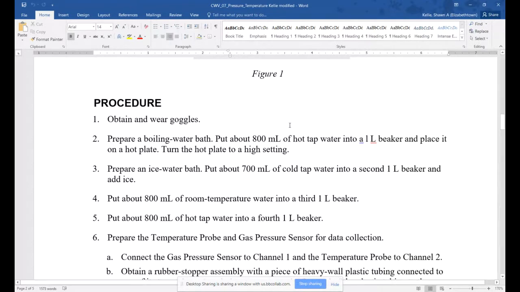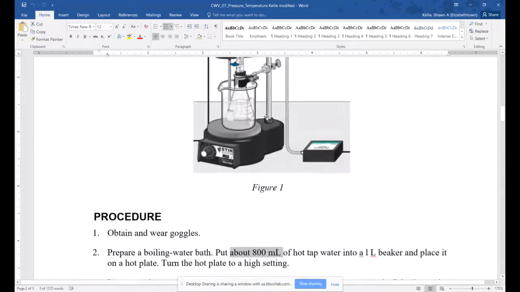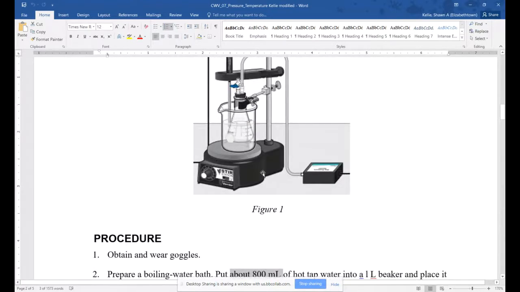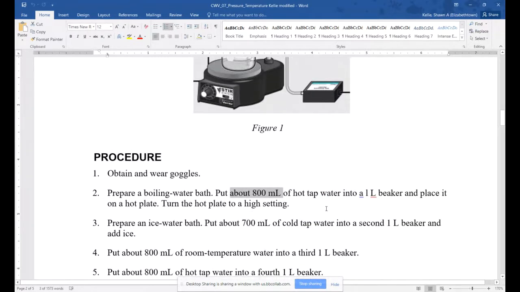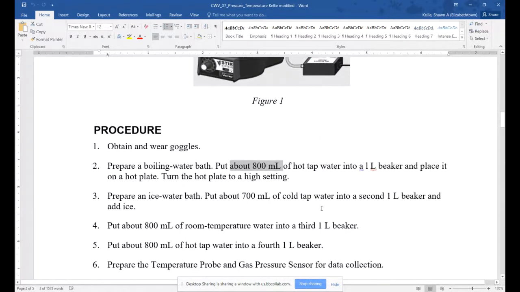Also, notice how it says about 800 milliliters. Do not measure out 800 milliliters, right? That would be a waste of time. You're just wanting some water to stick the flask that you put the gas into. You're making a water bath right there. So when they say about, they mean about. You can use those pretend markings on the side of your beaker to measure. That's fine.